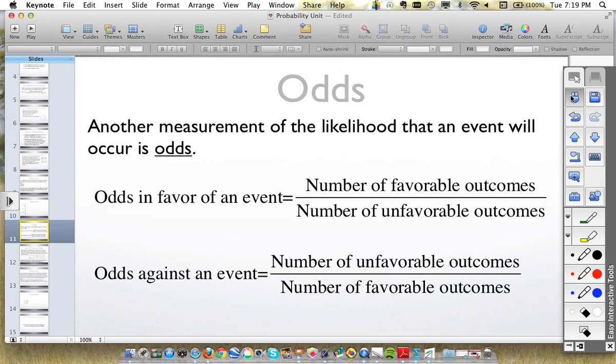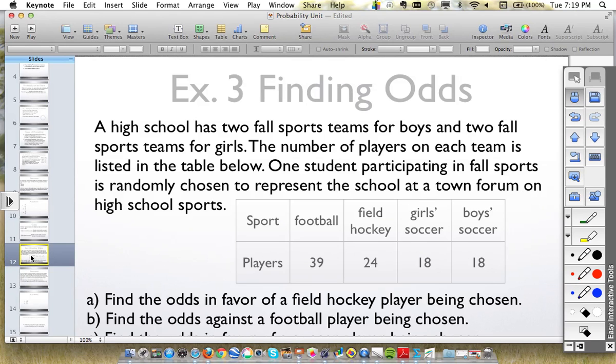Okay? Moving on to our first example. We're going to have to move the screen up just to see the questions. A high school has 2 fall sports teams for boys and 2 fall sports teams for girls. Sounds pretty similar to what we have here at KIS. The number of players on each team is listed in the table below.